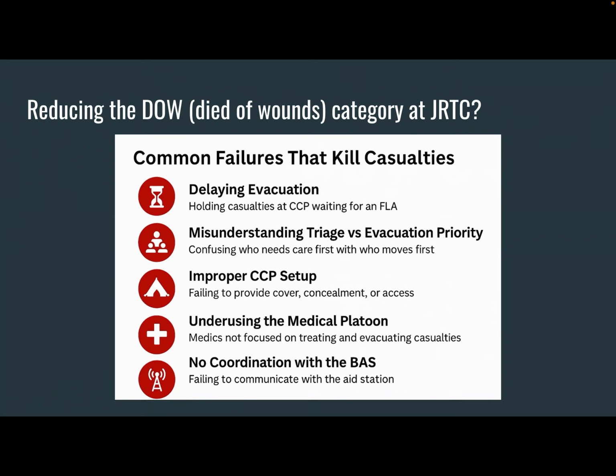If you have a designated aid and litter team that can bring them back to the CCP and start getting them triaged, do that. Ensure FLAs are running loops. That's my job, and not parked waiting for permission. If you've got a FLA loaded and they're ready to go, just get them out of your CCP, because the faster they leave, the faster they're coming back for more patients. Leadership that waits for a higher to fix the problem will watch the casualty count rise.